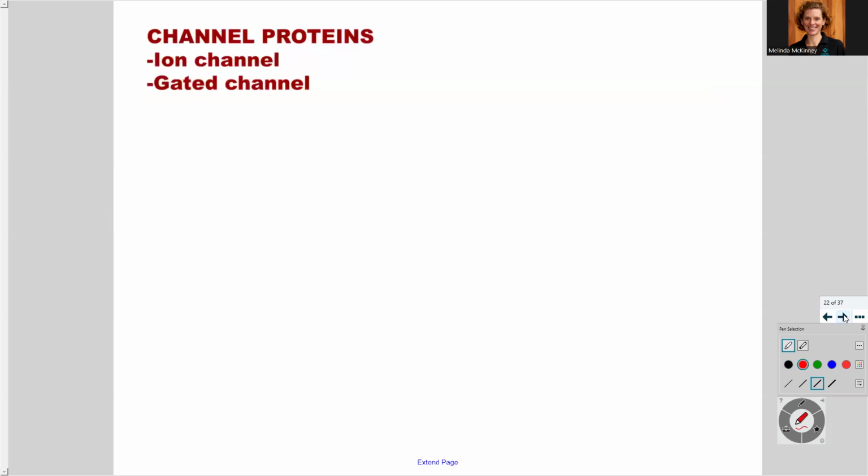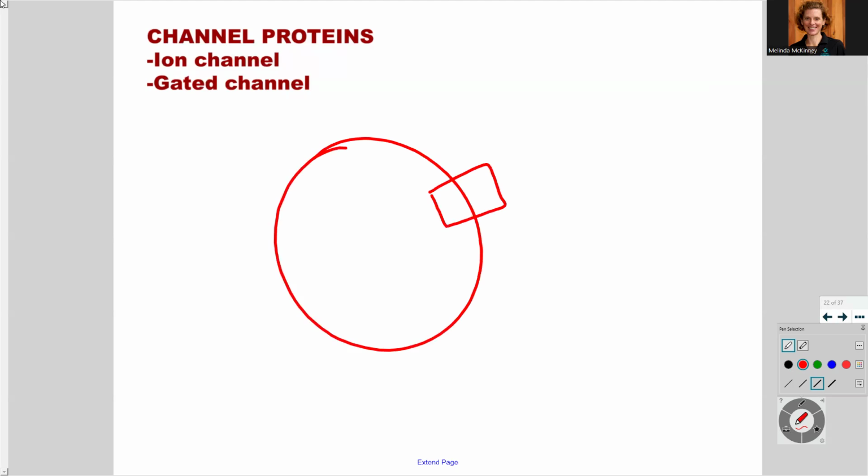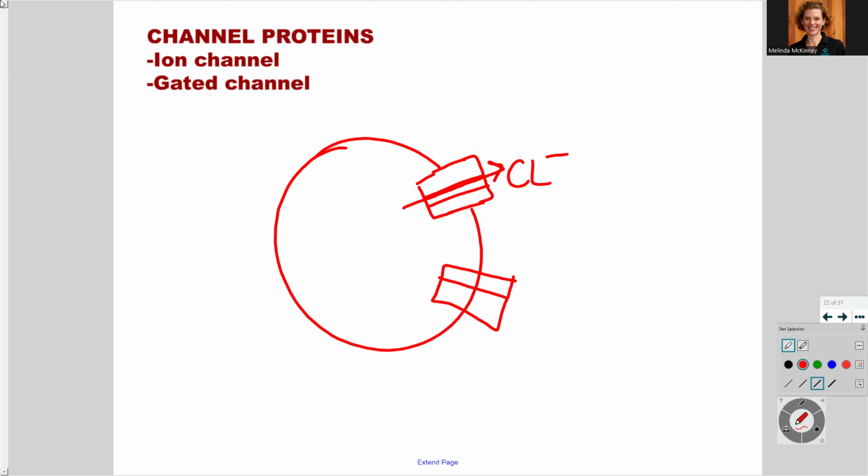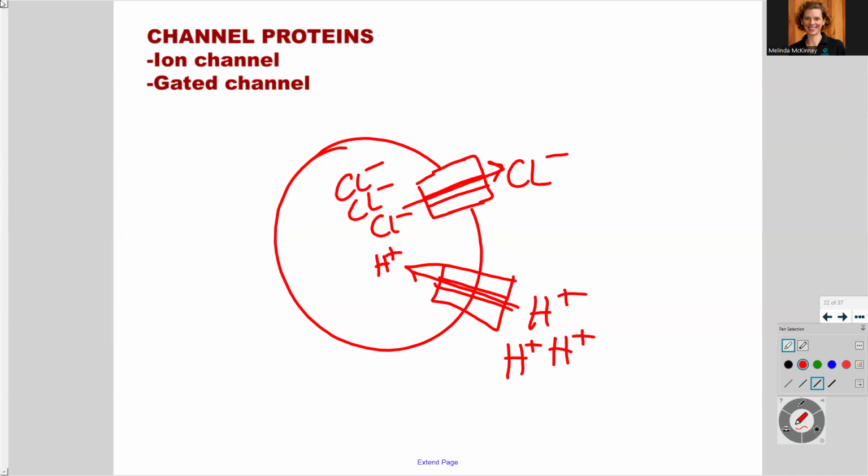Ion channels. Here's my circle, that's my cell membrane. Here's my protein channel. These are very often going to be ion channels, which means they are often going to allow through charged ions. So chloride ion might be one that maybe is going out. Here's another one. I'm just showing you some ion channels. Hydrogen ions, maybe that one's going in. Again, it's going to be going from an area of high to low. Whenever we're talking about facilitated diffusion, it's going to depend on the concentration gradient.